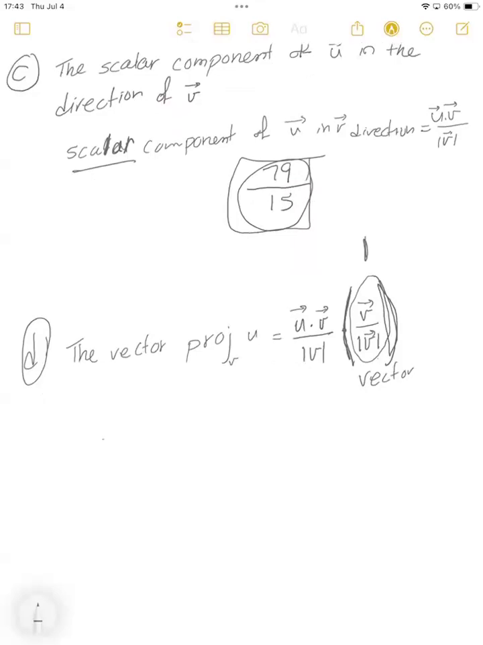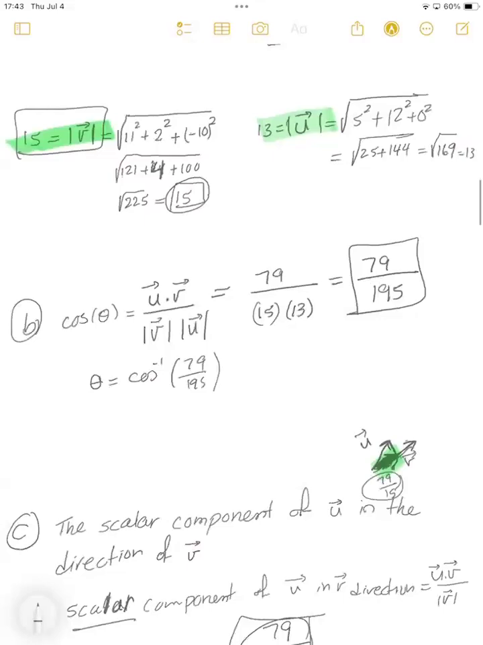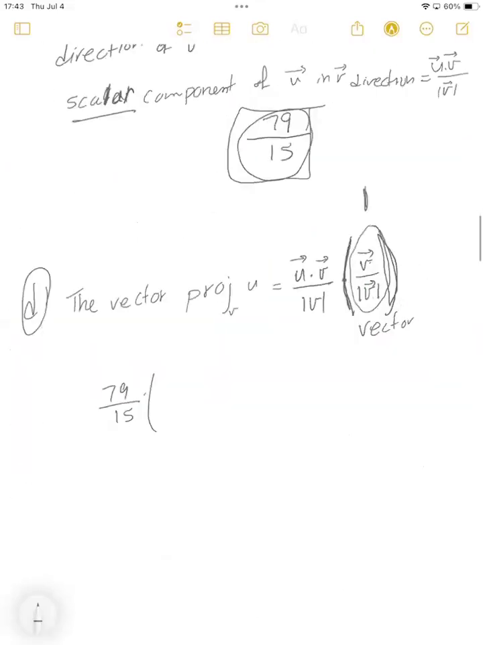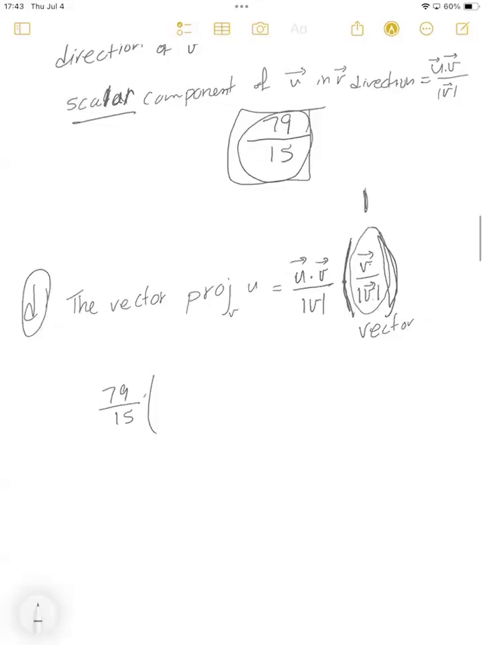So this is 79 over 15. And v over its magnitude, vector v is 11, 2, and negative 10. 11, negative 2, and 10. So that's my vector v, but then I have to divide it by the magnitude, and the magnitude of v is 15.